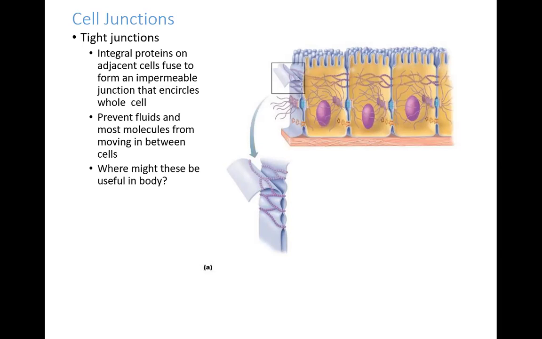Tight junctions are found where we want to prevent things from getting into the cell or getting out of the cell. The epithelial cells that make up our stomach wall are held together with tight junctions so that stomach acids can't leak out into the abdominal cavity. So where we have tight junctions, we're going to have great strength, and we're going to have a practically impermeable surface. And so things can't get through here.